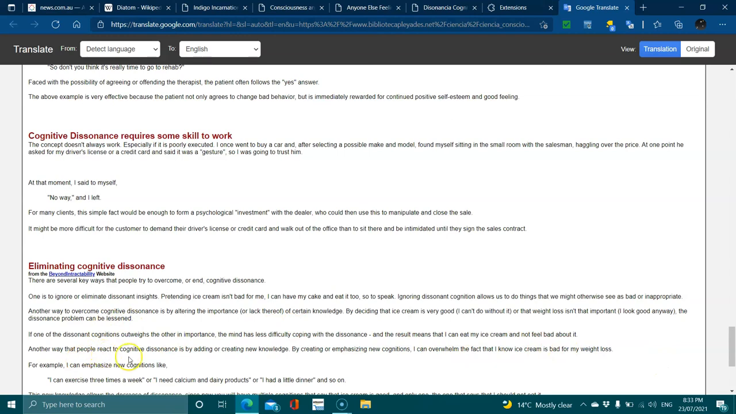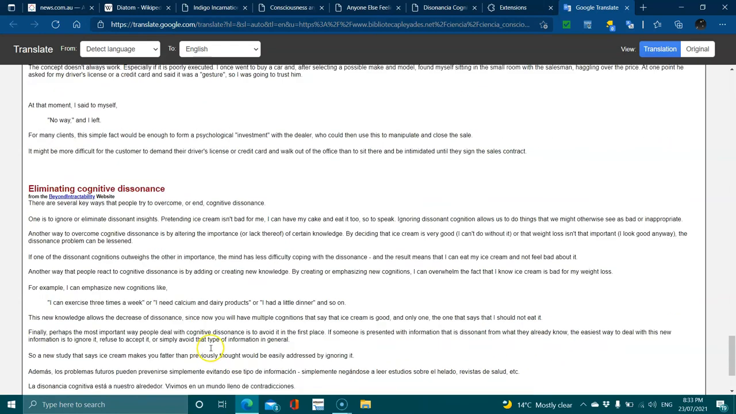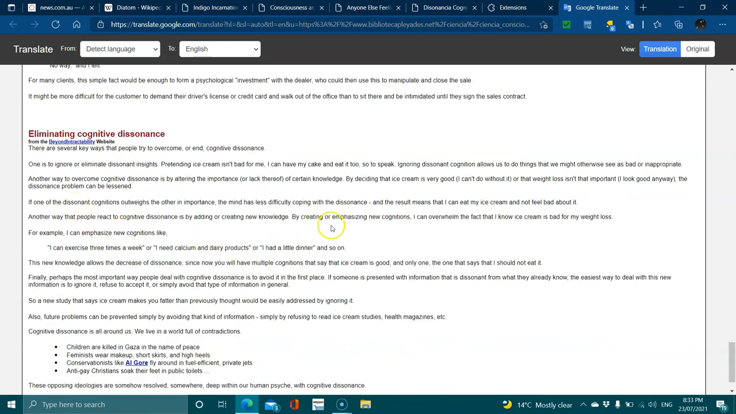Another way that people react to cognitive dissonance is by adding or creating new knowledge, by creating or emphasizing new conditions. I can overwhelm the fact that I now know ice cream is bad for my weight loss. For example, I can emphasize new cognitions like I can exercise 3 times a week, or I need calcium and dairy products, or I had a light dinner, and so on. These new cognitions decrease dissonance, since now I have multiple conditions that say ice cream is good, and only one that says I should not eat it.